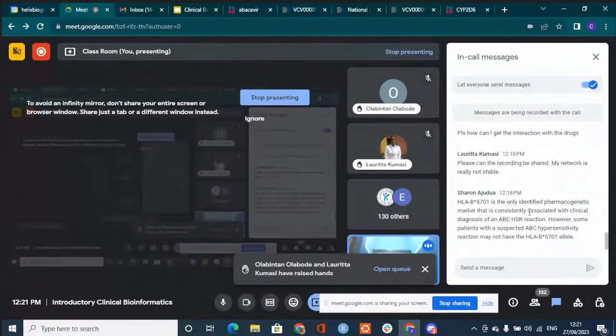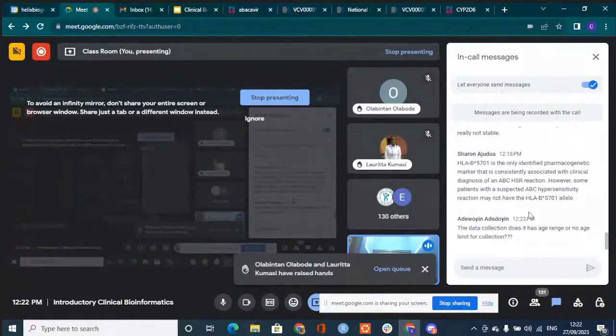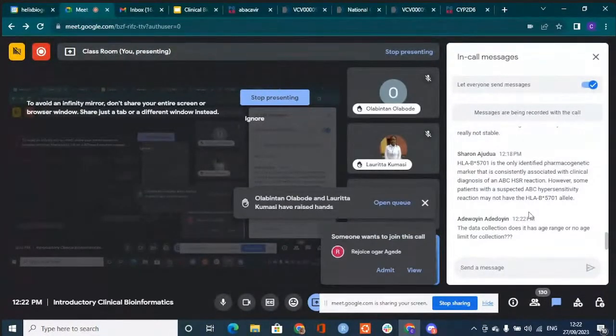So I can see another question here: HLA is the only identified pharmacogenomic marker that is consistently associated with clinical diagnosis of ABC HSR reactions. How some patients with a suspected ABC hypersensitivity reaction may not have it. So I think it's a comment from Sharon.